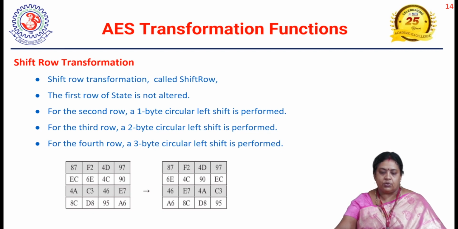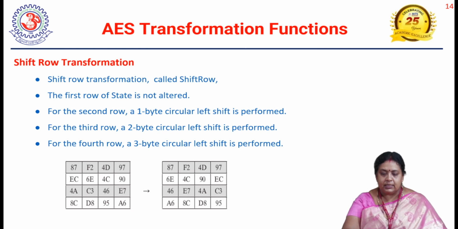The first row is not altered. Second row we are going to shift 1 byte. And third row we are going to shift 2 bytes. And in fourth row we are going to perform 3 bytes shift. That is, circular left shift has to be performed. This is a simple concept, what we call as a shift row transformation.